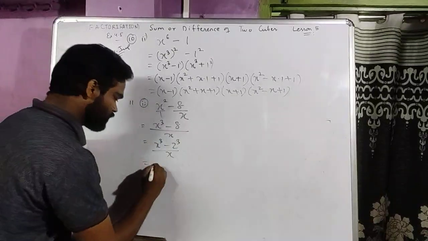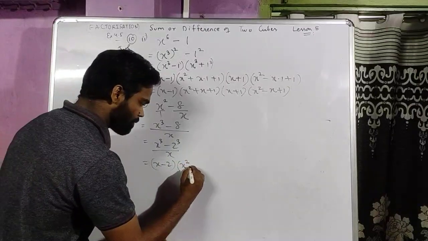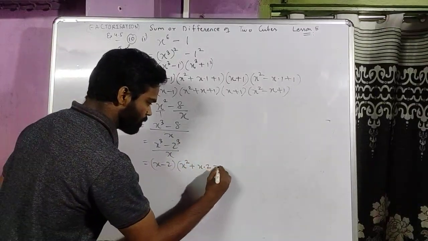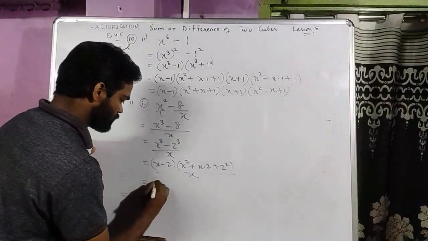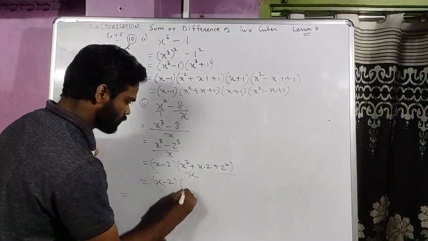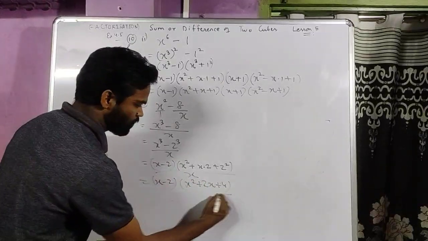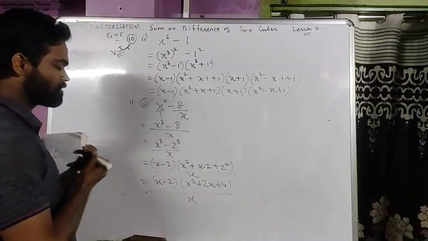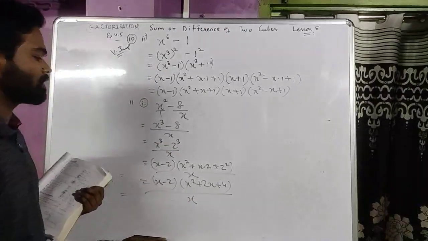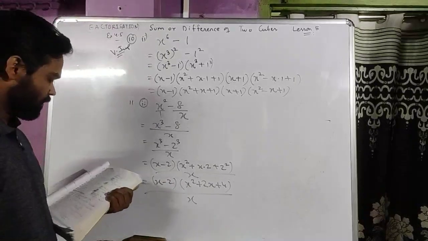And this is a cube minus b cube is a minus b, a square plus ab plus b square. Look carefully. So this is x minus 2, and this is x square plus 2x plus 4 by x. So that's my final answer, x minus 2 multiplied by x square plus 2x plus 4 by x.